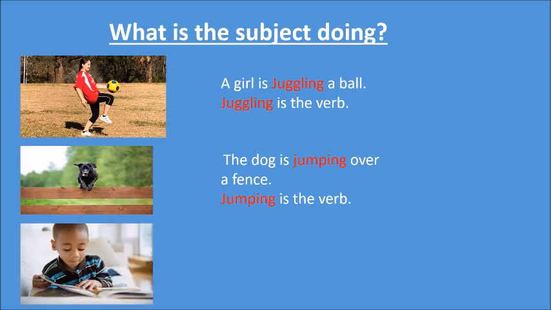Okay, let's take a look at the final picture. We have come to the conclusion that the boy is our subject because the boy is the one who is reading a book. The boy is the one who is performing the action of reading a book. So let us ask ourselves this question. What is the boy doing? The boy is reading a book. So reading is the verb.